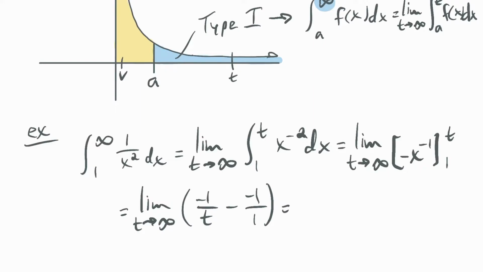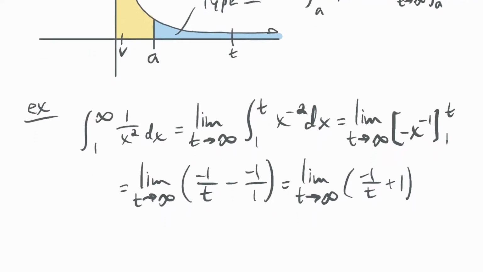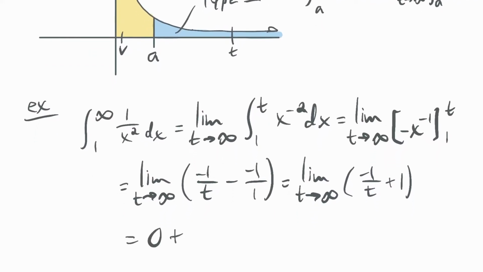So this is the limit as t goes to infinity of negative 1 over t plus 1. Now, as t goes to infinity, this first term is going to go to 0. So therefore, I'll get 0 plus 1, which equals 1. So we'll say in this case that the integral converges to 1.